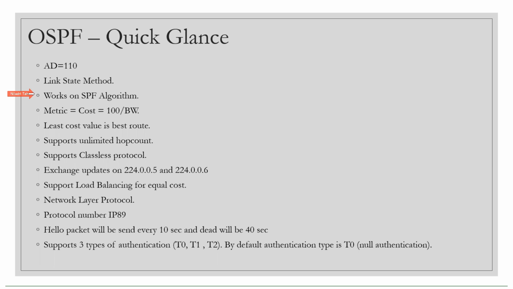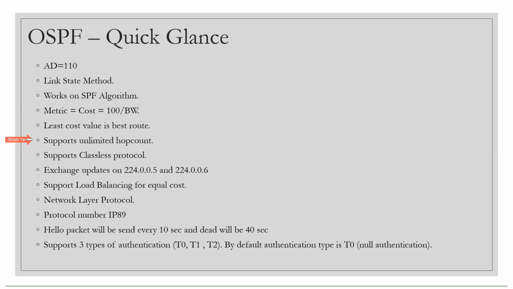Now, what SPF does is once your routers are turned on with OSPF, then SPF will do the calculation for the metric, which is cost. So the metric for OSPF is cost, and the formula for cost is 100 divided by bandwidth. The least cost value is the best here, which means the least cost value is the best route in OSPF. It will always go for the least cost value link.